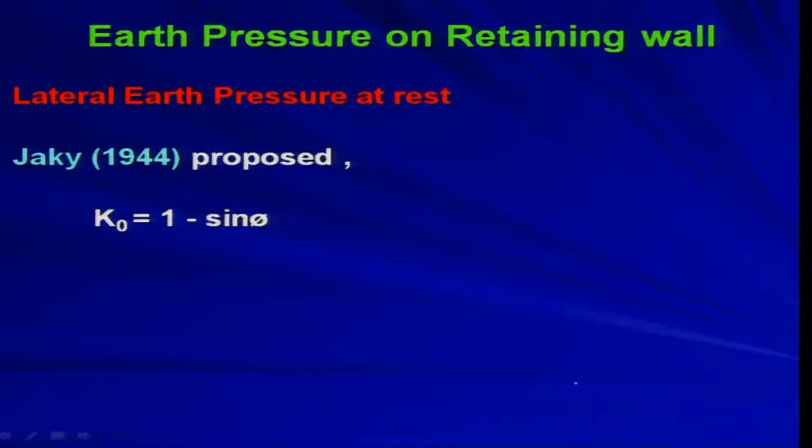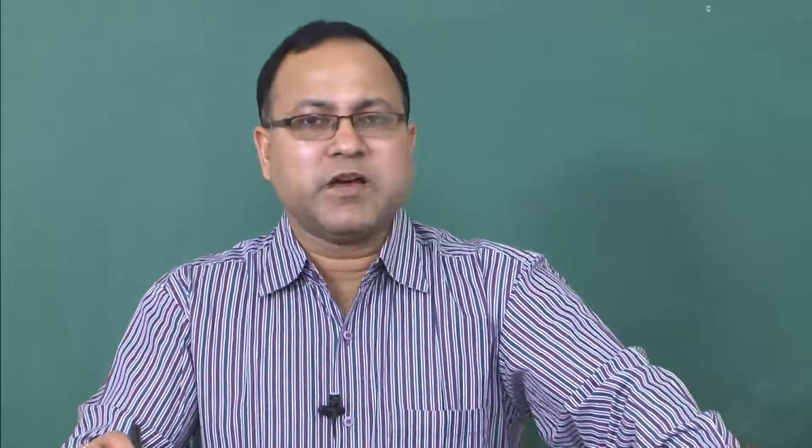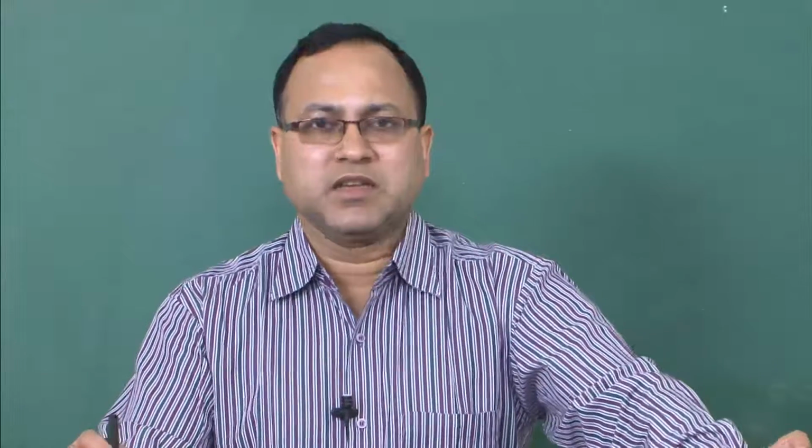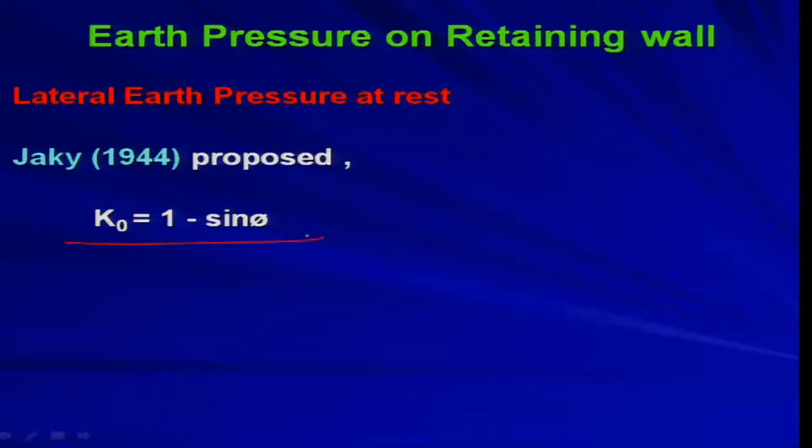Now, Jaky in 1944 proposed that k naught can be taken as 1 minus sin phi, where phi is the angle of internal friction of the soil, and it has been found that this value of k naught gives very good or reasonable results in soil mechanics.